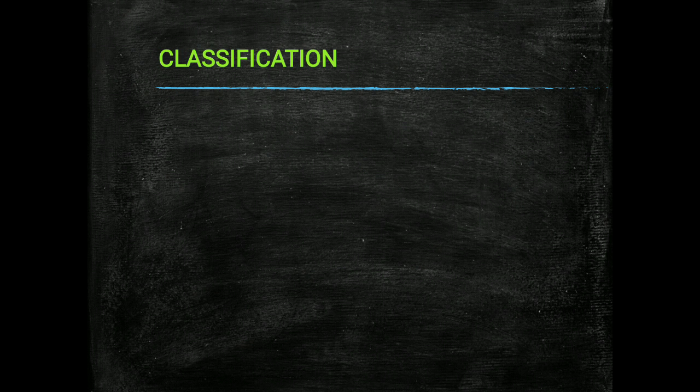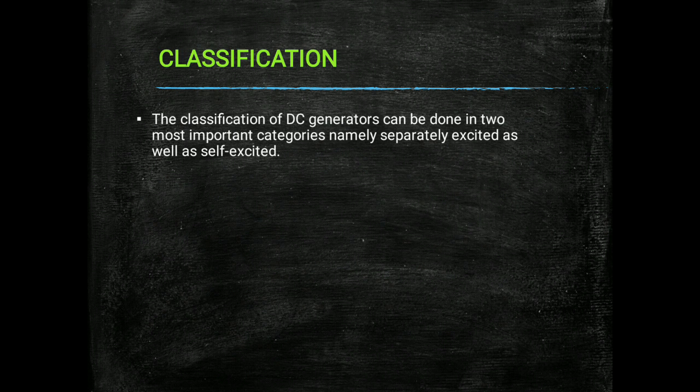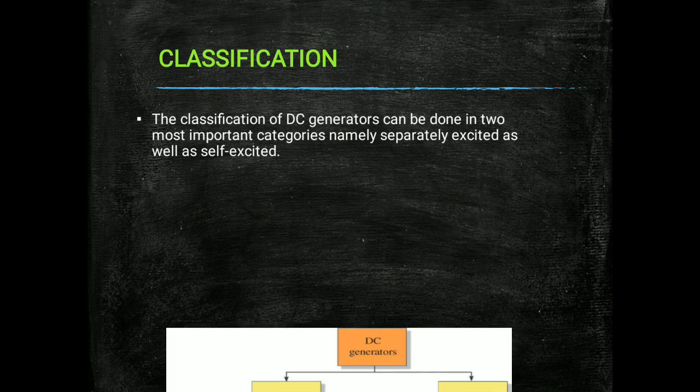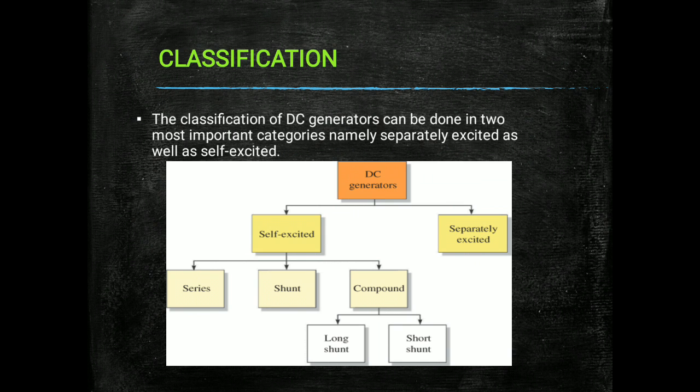Now the classification of generator. So classification of DC generator can be done in two most important categories. That means it is classified into two main categories. Number one is separately excited generator and number two is the self-excited generator. The self-excited generator can be classified into three categories: series, shunt and compound. Compound is classified into two categories, that is long shunt and short shunt. So at first we have to discuss the separately excited DC generator.